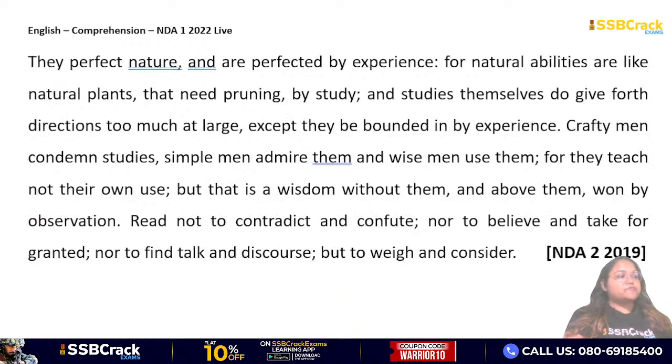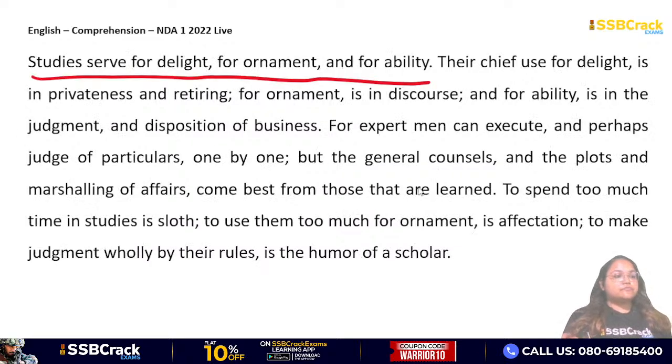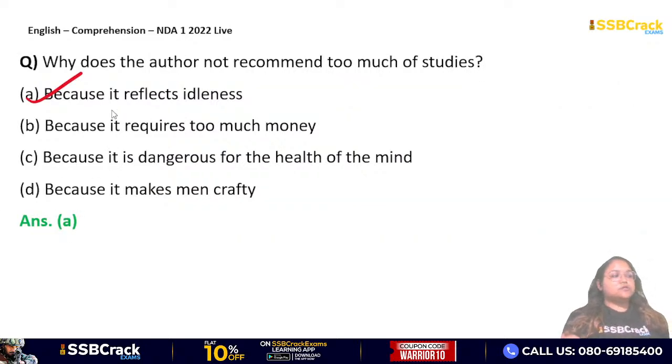तो अगर आप passage में वापस जाते हो, it is written here, to spend too much time in studies is sloth. Sloth means being lazy or idle. So therefore, your answer here will be option A, right? Very good, everyone. Moving on to the next question.